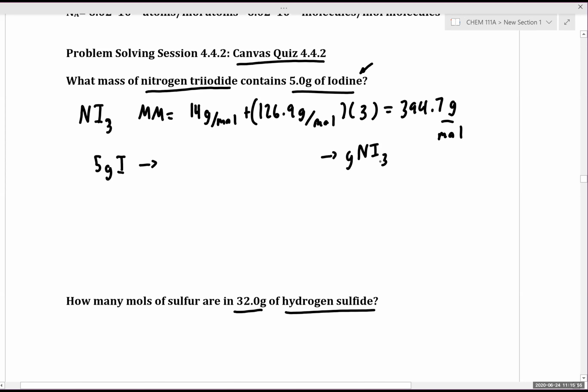Okay. So then, from this information, if we know the mass of iodine, how can we relate the mass of iodine to the mass of nitrogen triiodide? What intermediate units are we going to use?